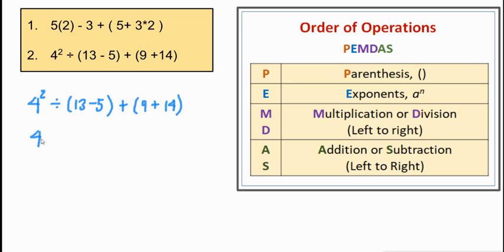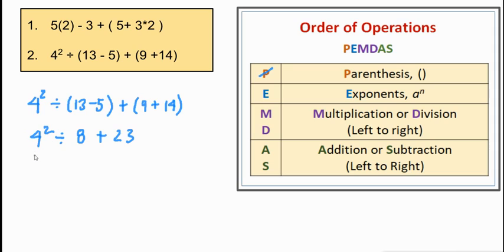We're going to leave that exponent alone because that's our second priority. We're going to first simplify 13 minus 5. That is 8. So we can just write 8 there, no parenthesis, the addition symbol, and we simplify the second parenthesis. 9 plus 14 is 23. We've done the parentheses.